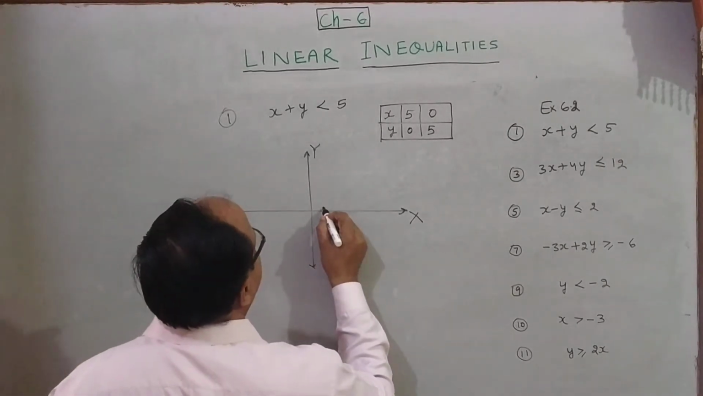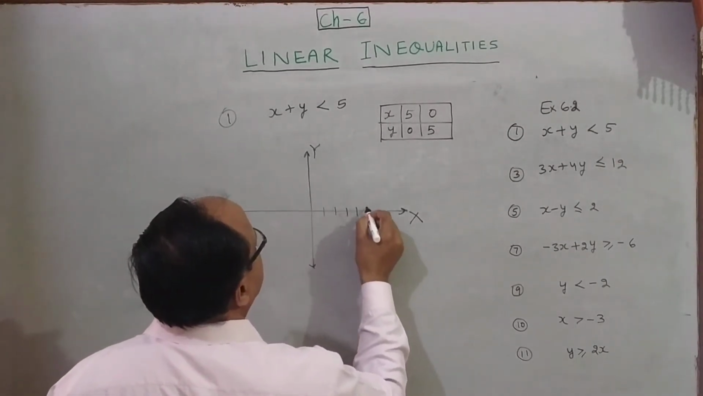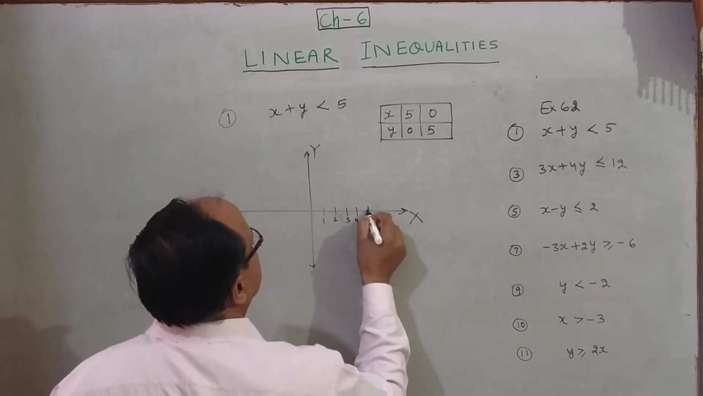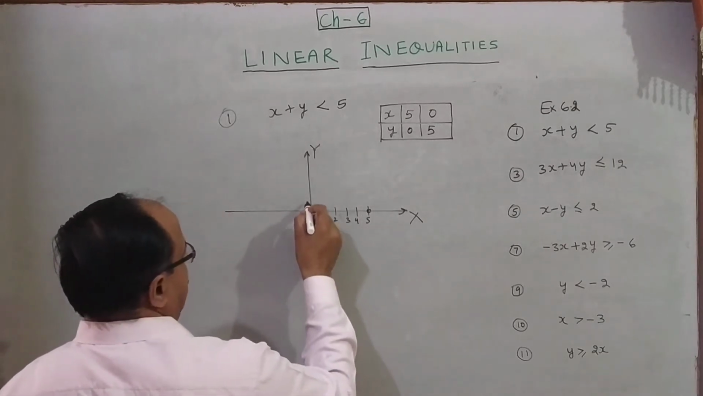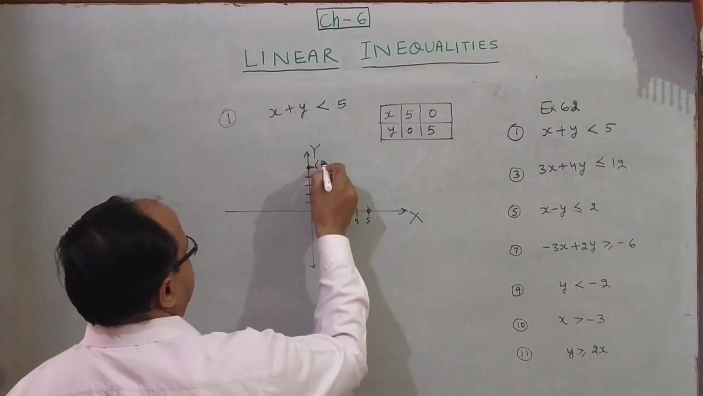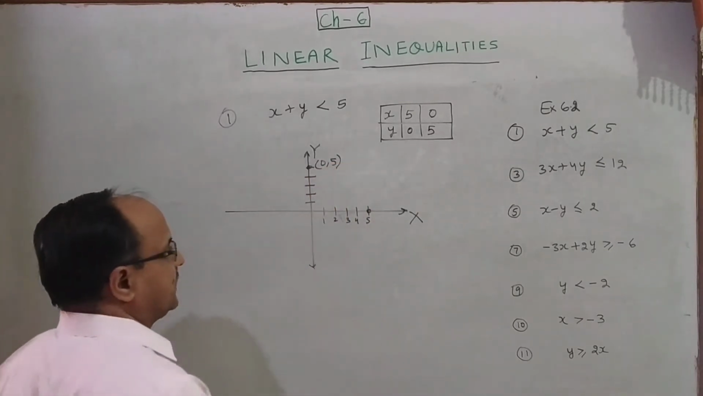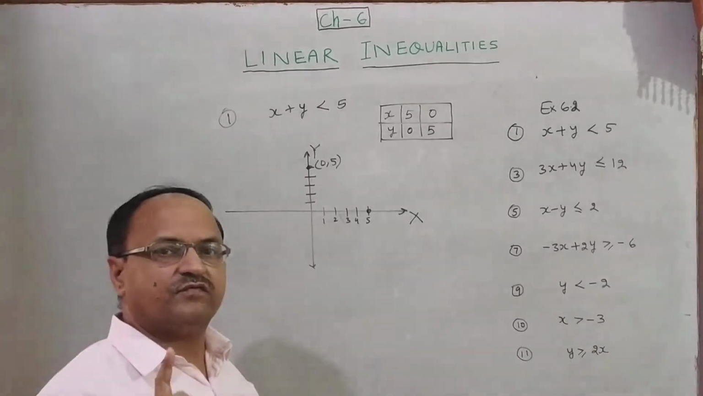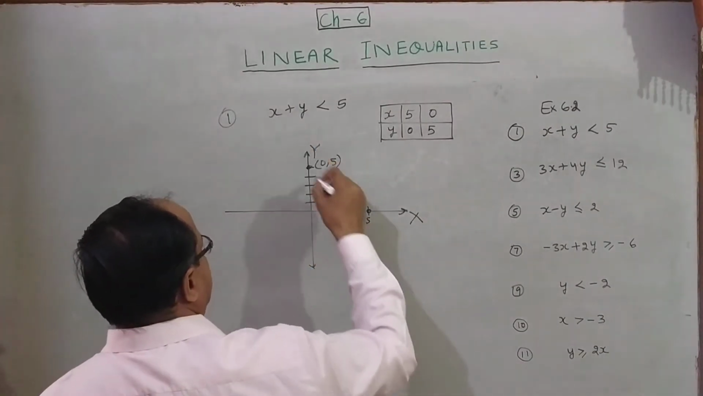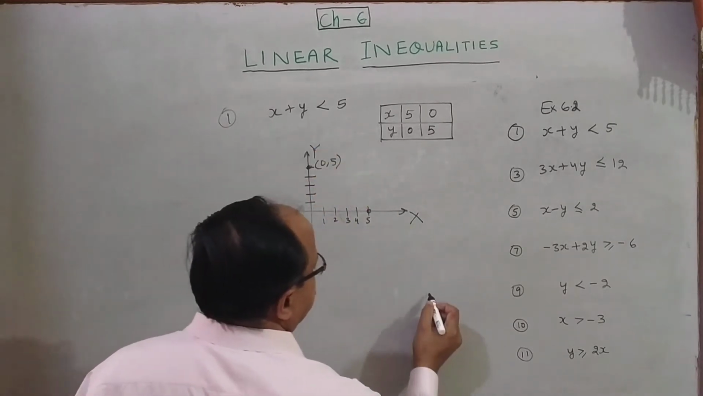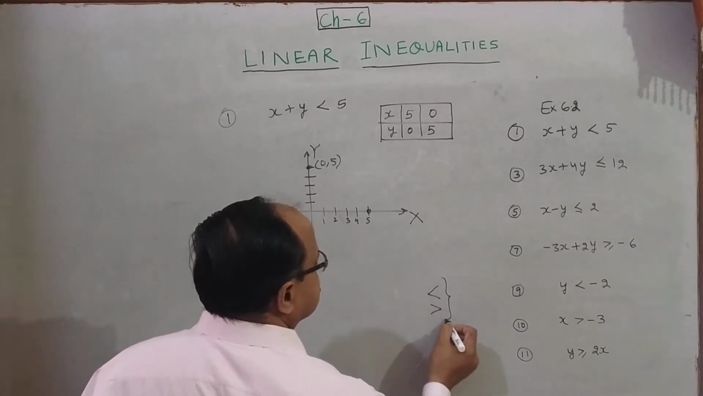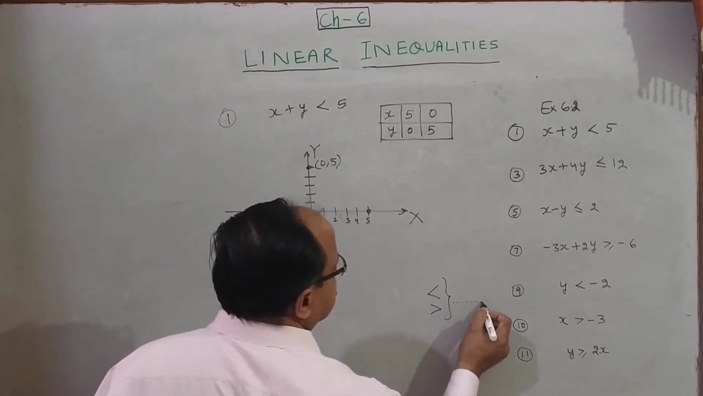5 0, 1 2 3 4 5, 1 2 3 4 5. This is 5 0, and this is 0 5. Correct? There are 2 points, 5 0 and 0 5, and draw the line. You know that if your symbol is less than or greater than, then draw a dotted line.